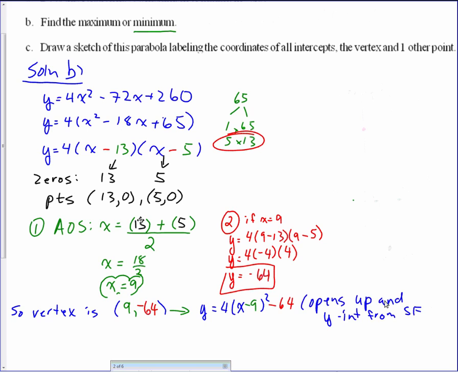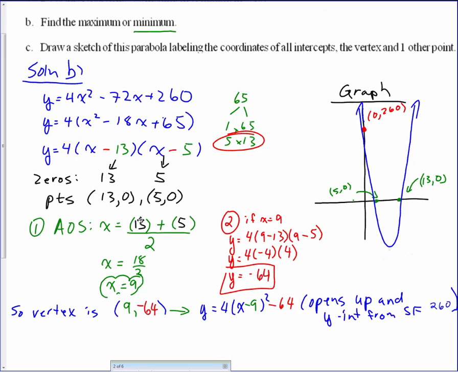And it opens up, and its y-intercept was determined before to be 260. Now that would be crazy for us to graph. So let's just sketch it. Right? If you sketch it, just draw a line, draw a parabola, put all the zeros on, the zeros for the x-axis and the y-intercept, and then if you can, put the vertex in too, and you're good to go. Okay? So that's pretty much it.